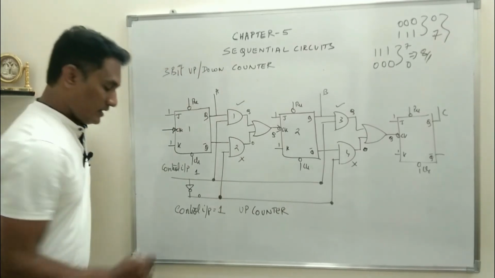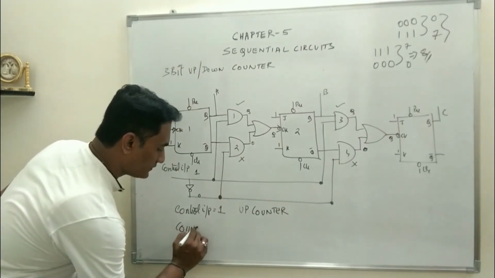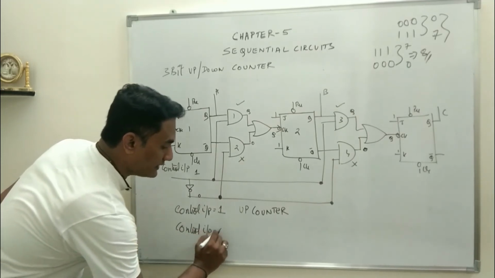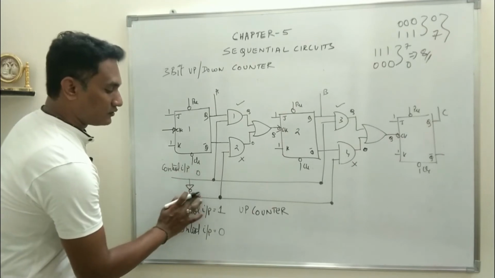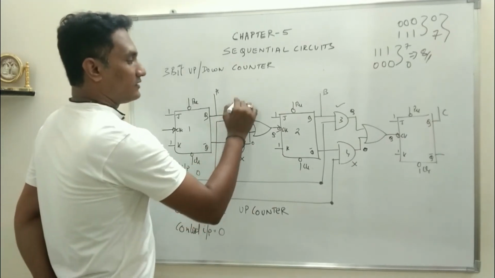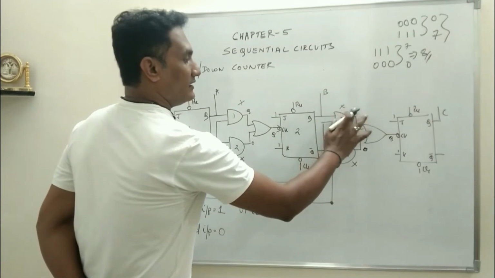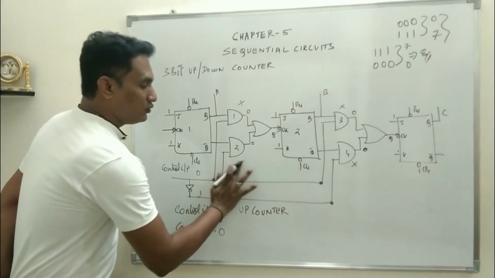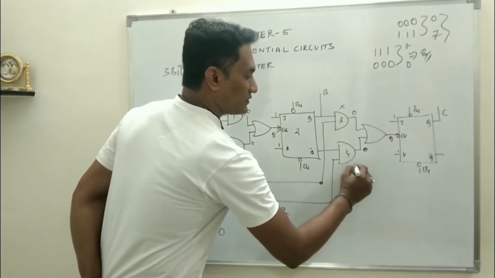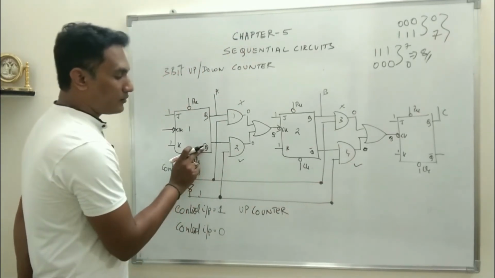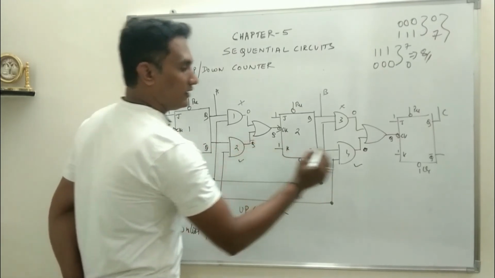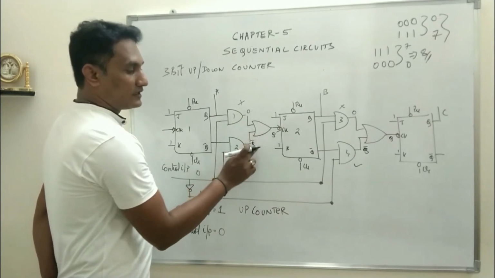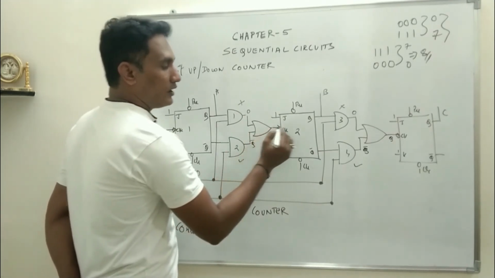Now suppose the control input is 0, so the upper line becomes 0, the lower line becomes 1. Now AND gates 1 and 3 are deactivated, so the output of 1 and 3 will be 0, and 2 and 4 will be activated. So the output of 2 and 4 will depend upon Q bar. So the output of 2 and 4 will be Q bar. And for the OR gate, one input is 0, the other input is Q bar. So the output will of course depend upon Q bar.